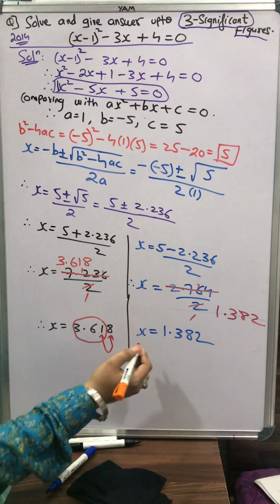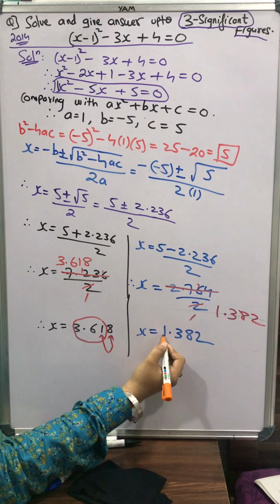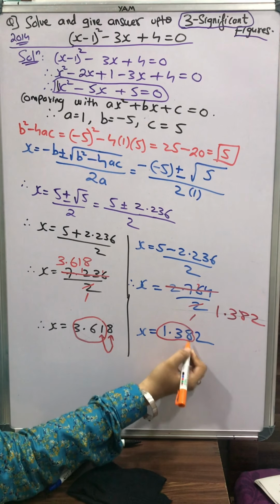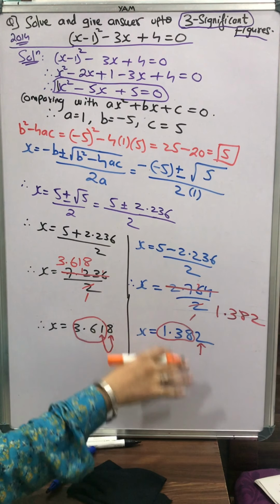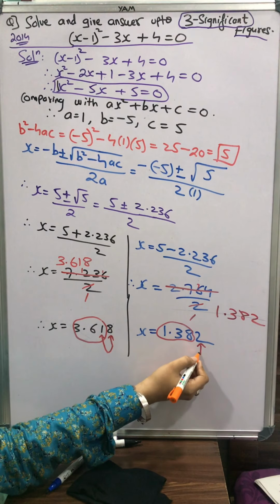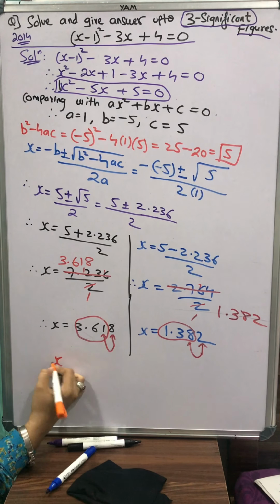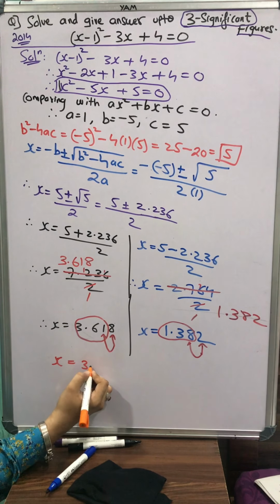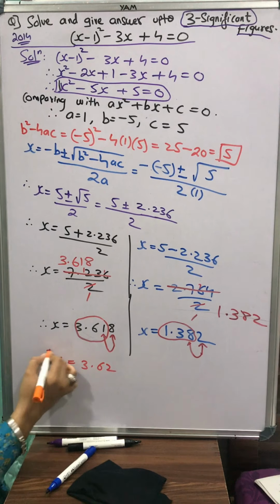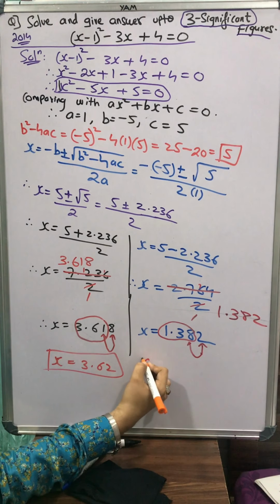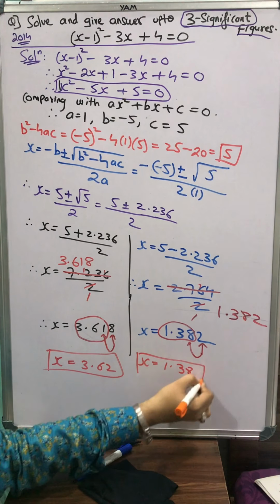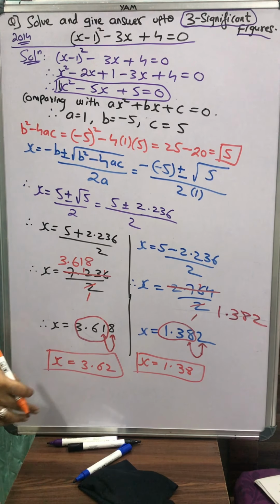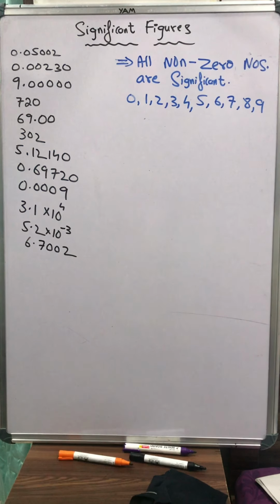And same here, we should have 3 significant figures. So 1, 2 and 3. But this number just after our significant figures is 2. It's less than 5. So here now the 1 will not be added to 8. So now here x will be equal to 3.62, our first answer, and here x will be equal to 1.38. 3.62 and the other is 1.38. Please pause the video, students, and do it.